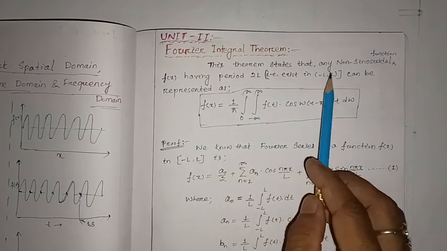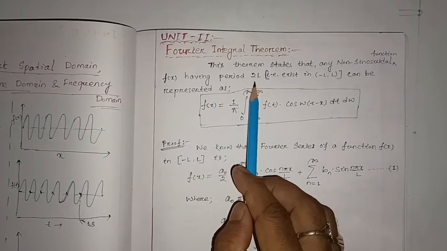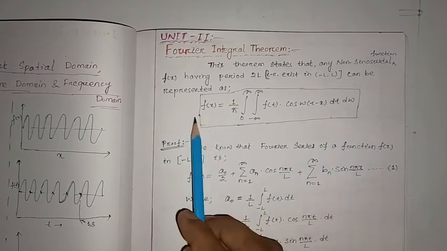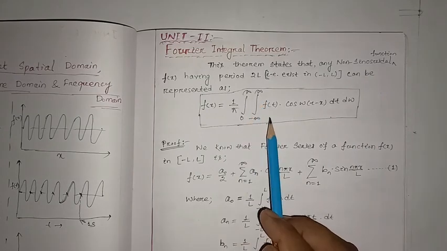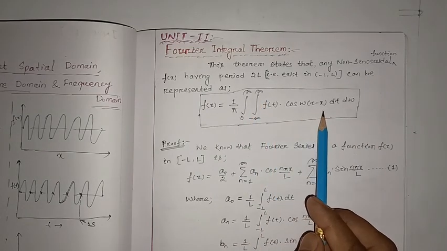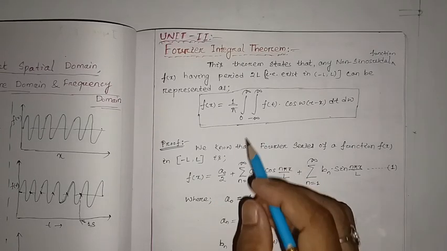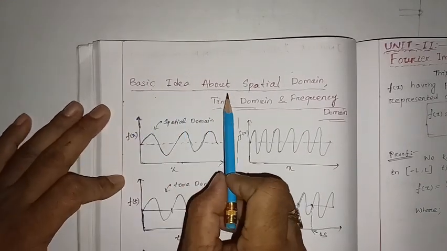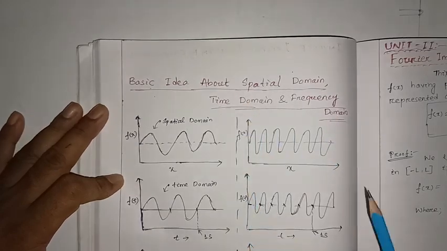This theorem states that any non-sinusoidal function f(x) having period 2L, that means existing between minus L to L, can be represented like this: f(x) equal to 1 by pi, integral 0 to infinity, integral minus infinity to infinity, f of t into cos omega (t minus x) dt into d omega. Before we prove this theorem, first we have to discuss the basic idea about spatial domain, time domain and frequency domain, which is required to explain this theorem, right?